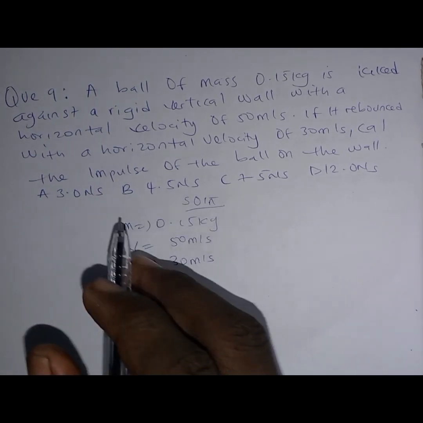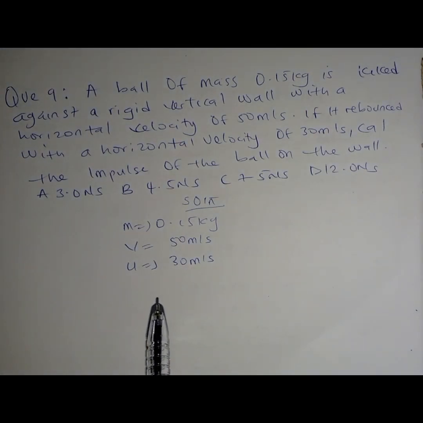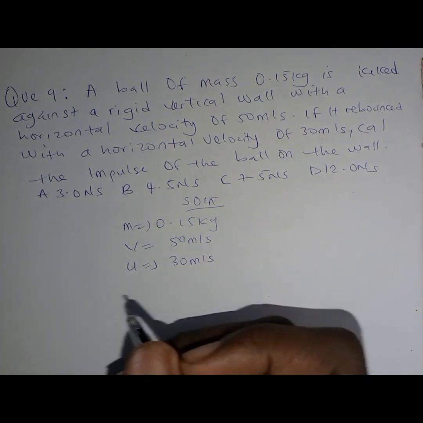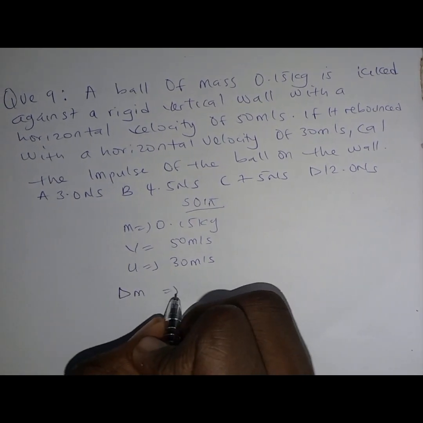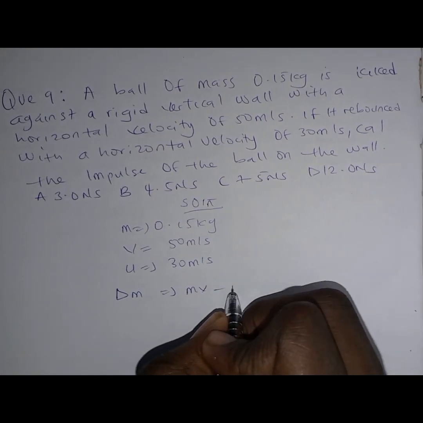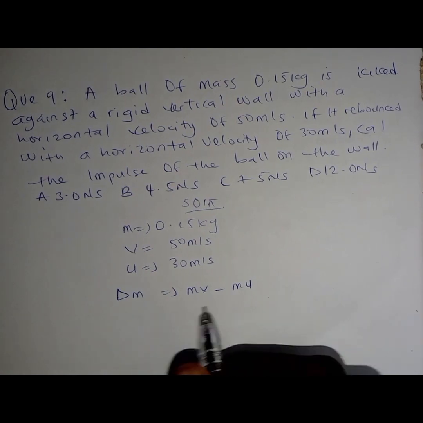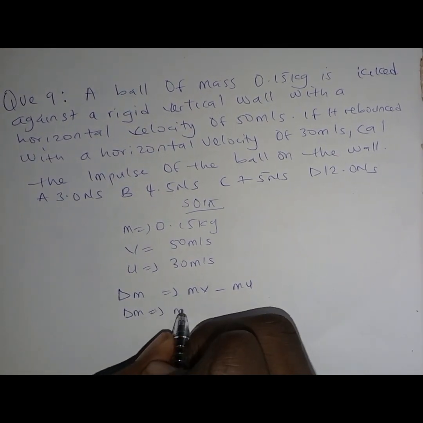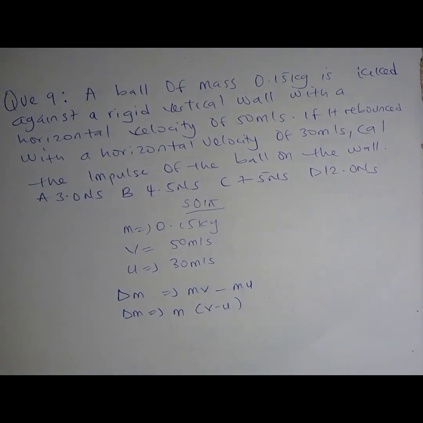I'm asked to calculate the what? The impulse of the ball on the wall. Now, impulse is simply change in what? Momentum. And change in momentum is mv minus mu. Are we together? That's the formula for change in momentum. So therefore, change in momentum equals, factorizing m out, m(v minus u). And I say that impulse is the same thing as change in momentum.